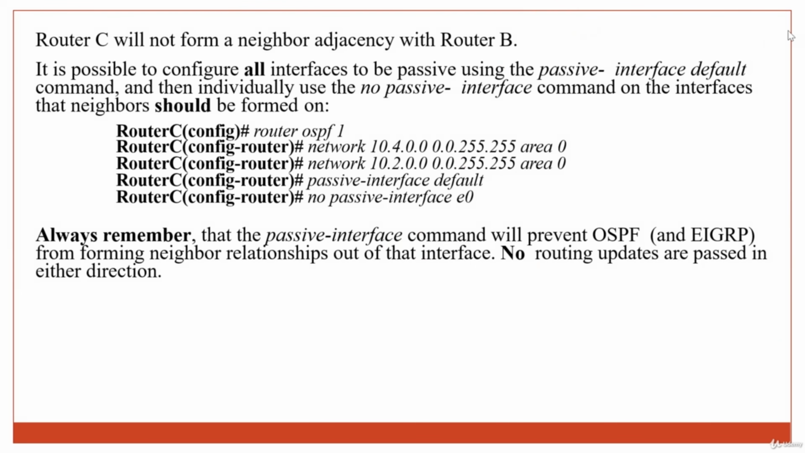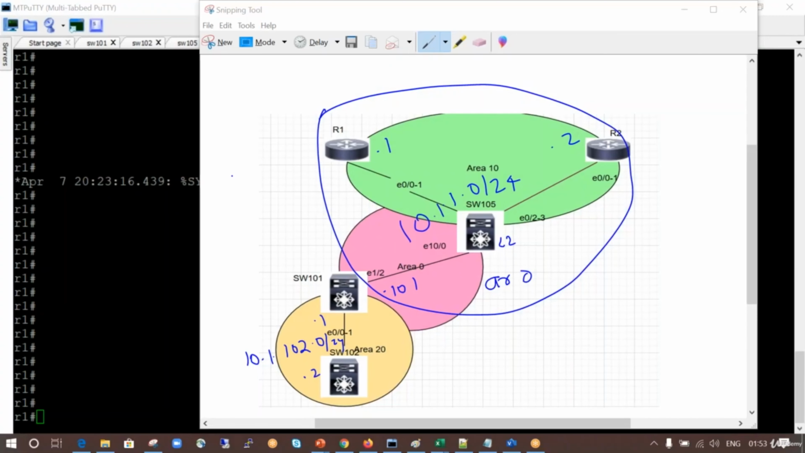So we are going to stop here, and in the next section I will show you a few of the things that we have studied here, like network type, how you can change the network type, and how you can enable the passive interface. Let us do the lab.